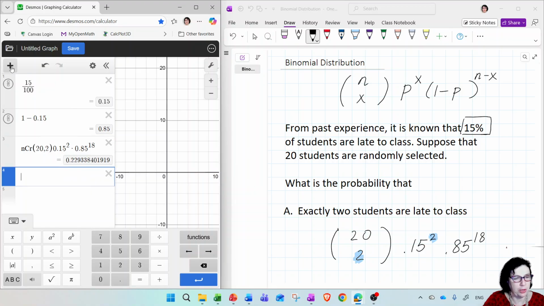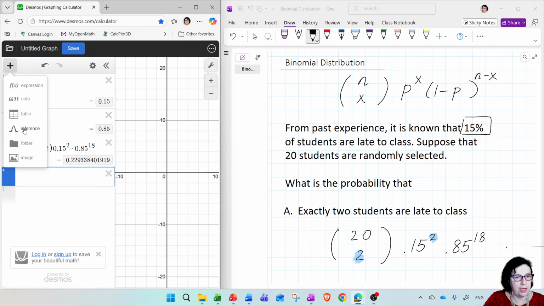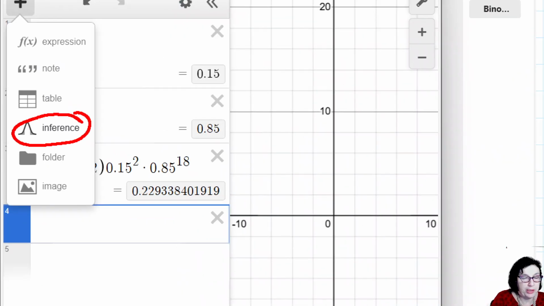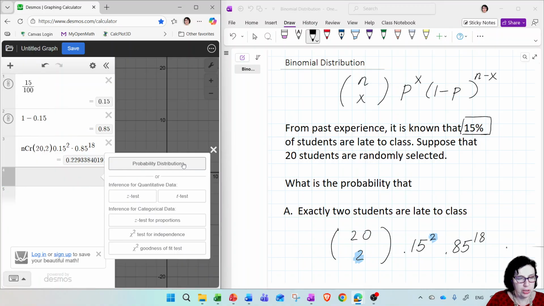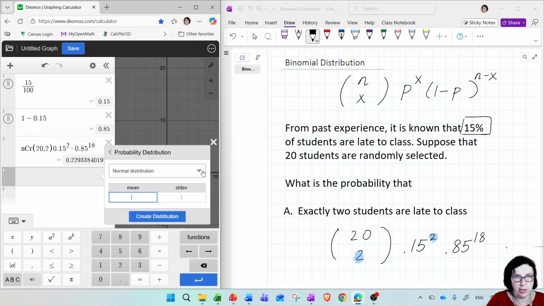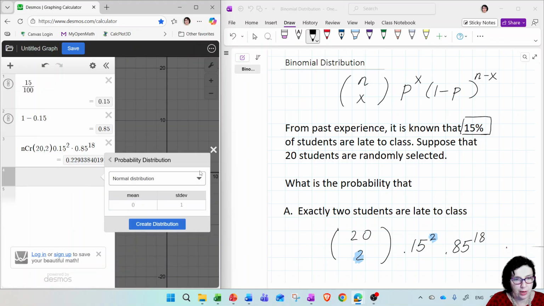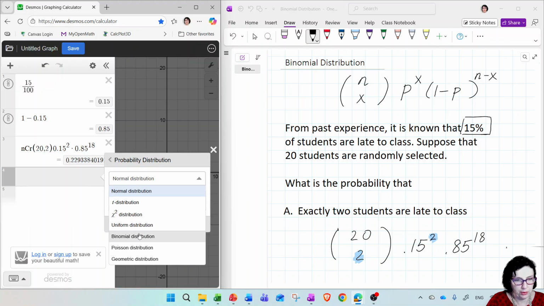Okay, so the first step, I'm going to go into the plus sign. Then I'm going to find inference, okay? And that's available from inside your AP exam. So you're going to click on inference. Then in the probability distributions, you're going to select under the drop down, you're going to select binomial, okay?